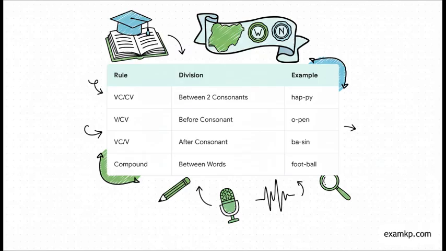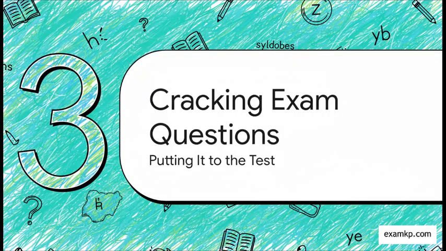Okay, you're going to want to pay close attention here because this is your secret weapon. You need to memorize these four division patterns. First, you've got VC/CV, where you split right between two consonants, like in happy. Then V/CV, where you split before the consonant, like in open. Its opposite is VC/V, like in basin. And of course, the easiest one, compound words, like football. Seriously, master these four and you have pretty much mastered word division.